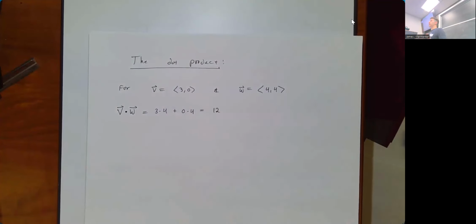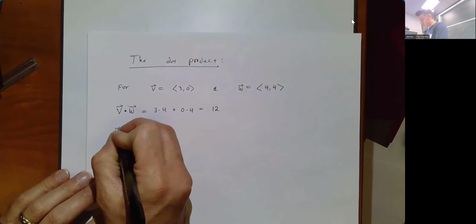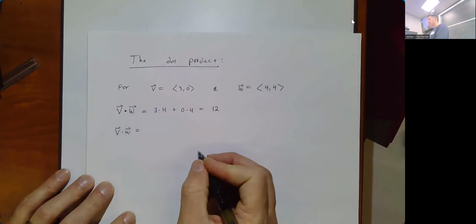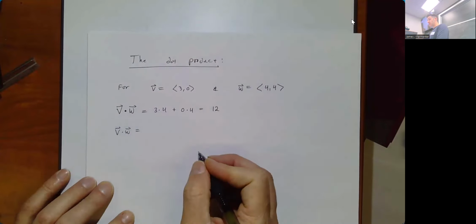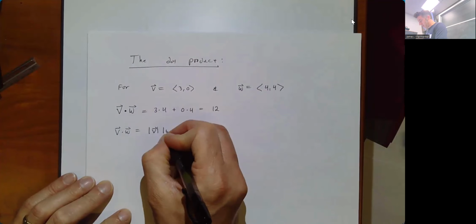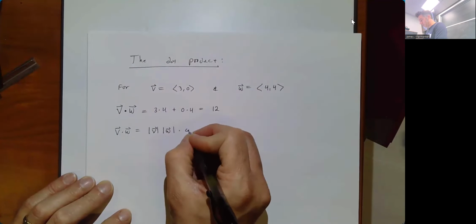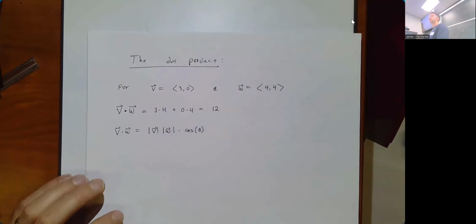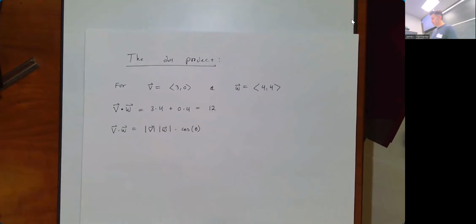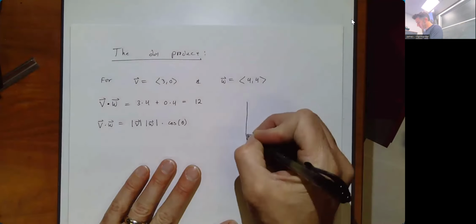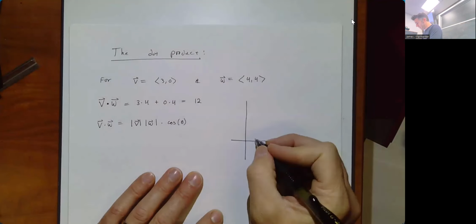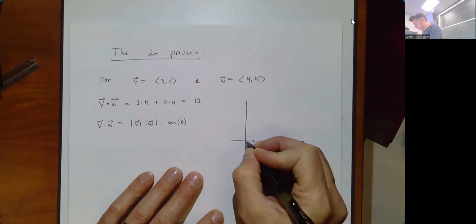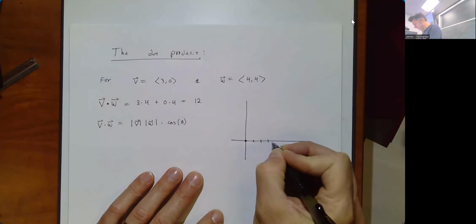But another way of calculating the dot product of 2 vectors, which should give the same result, is that it's equal to the magnitude of V times the magnitude of W times cosine of the angle between those two vectors. Which is why I picked these vectors, because the angle between them is easy to find the cosine of. So if I draw these two vectors, let's take a look. V is the vector that's just 3 to the right. So it starts there, ends there. There's your vector V. And W is the vector that's over 4 and up 4.